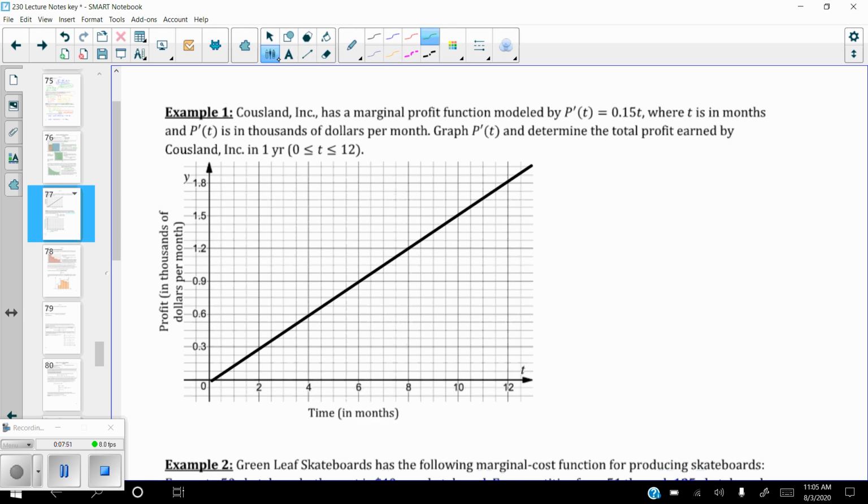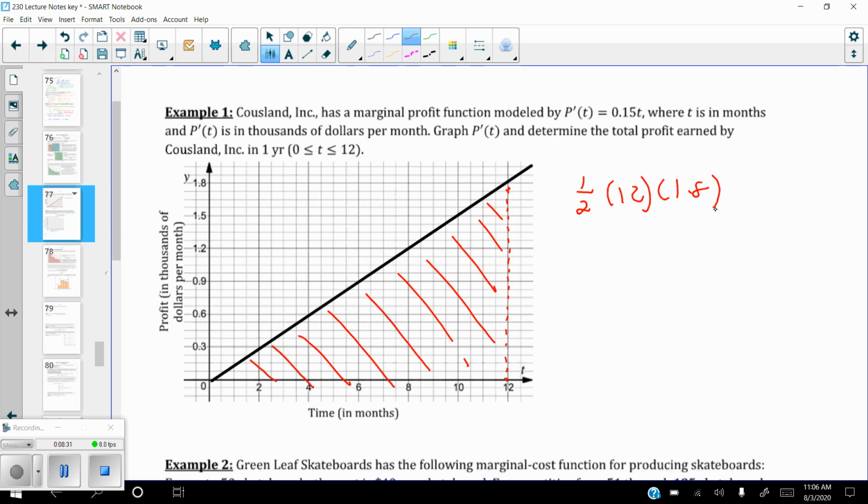And now it wants us to find how much profit we earned in the first year. So basically we want to go from 0 out to 12, and then we want to find that area. Well, we don't need to use rectangles here because this is a triangle. We can easily find the area of a triangle, which is all this is. It's just the area between the curve and the x-axis. So the area of a triangle is 1/2 the base. The base here is 12 times the height, and it looks like the height there was 1.8.